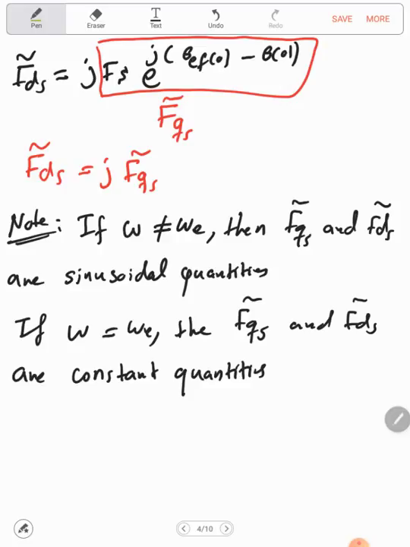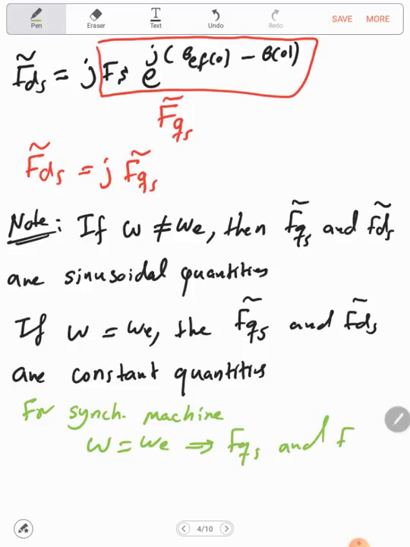And for a synchronous machine, actually, omega is equal to omega e. So simply here, for a synchronous machine, omega is equal to omega e, which means that Fqs and Fds are constant.